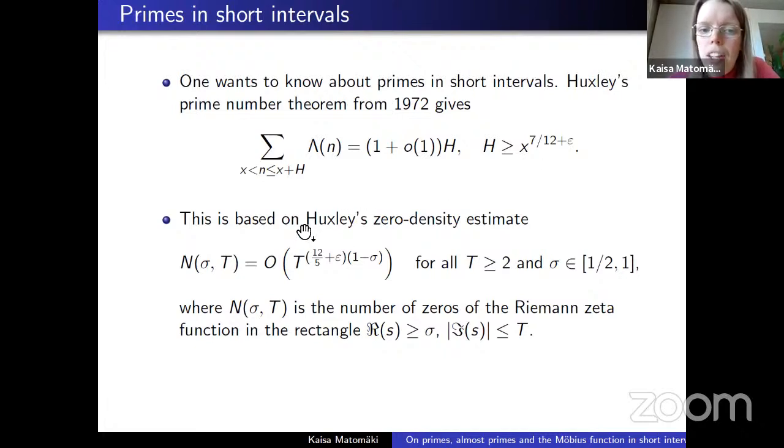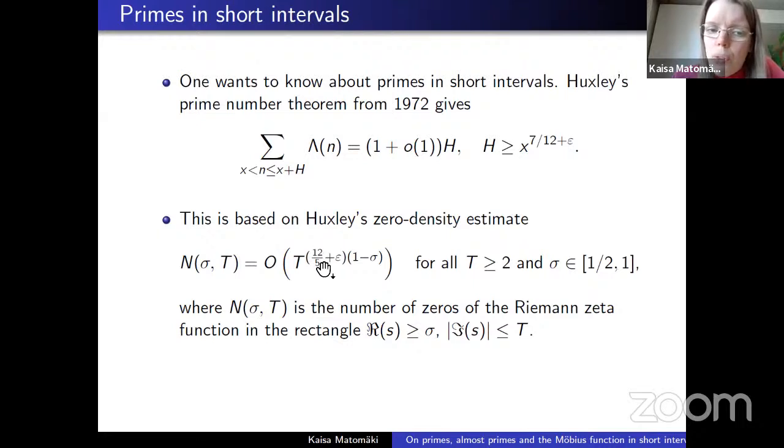In particular, it's based on Huxley's zero density estimate, which concerns the number N(sigma, T), which is the number of zeros of the Riemann zeta function that have real part of s at least sigma and the imaginary part of s at most T. And Huxley's zero density estimate gives an upper bound for the number of such zeros. And this zero density estimate, using the relation between the von Mangoldt function and the zeta prime over zeta that I showed you previously, allows one to prove the prime number theorem in short intervals.